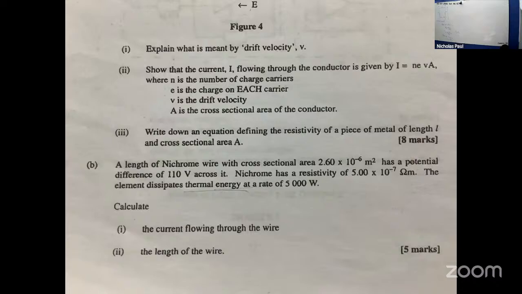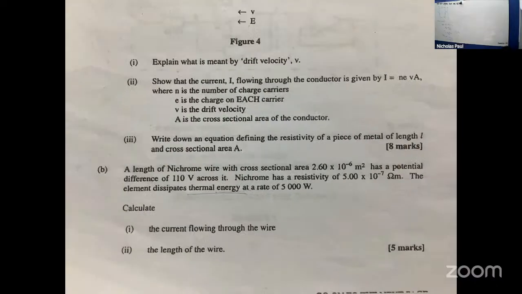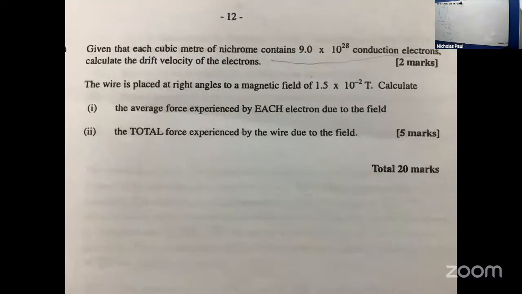We did this in class. Go back to the values now, please. You have the length of the wire, you have the resistivity, and maybe you find current. After that, you have to find drift velocity. So using those values now, find part D: the average force experienced by each electron and the total force.